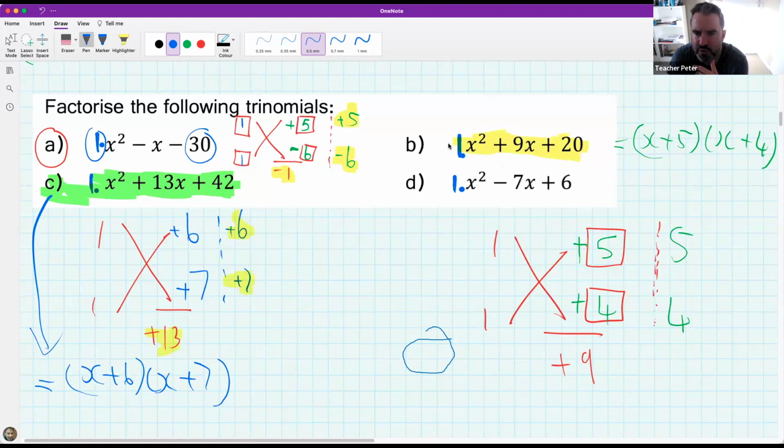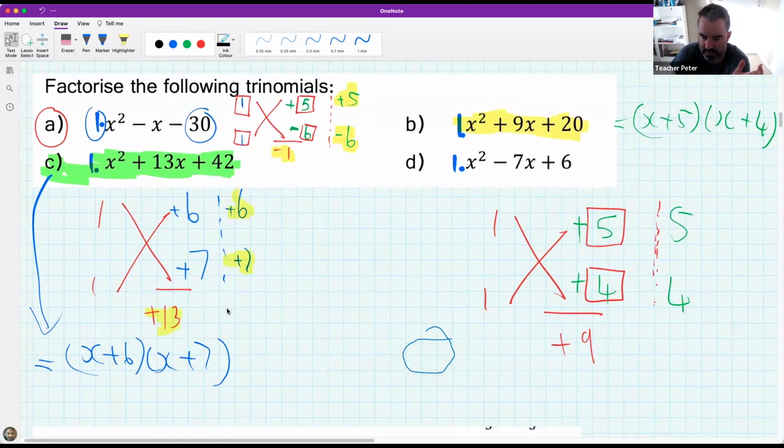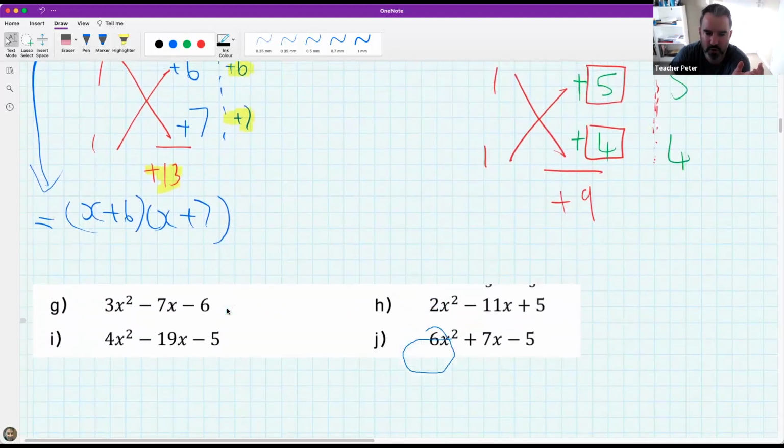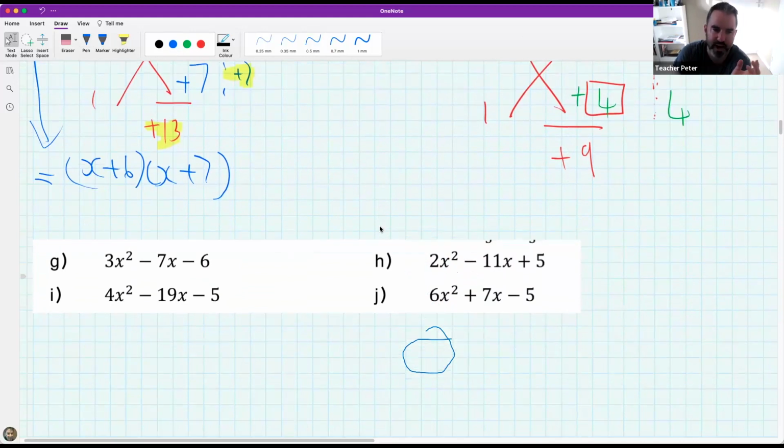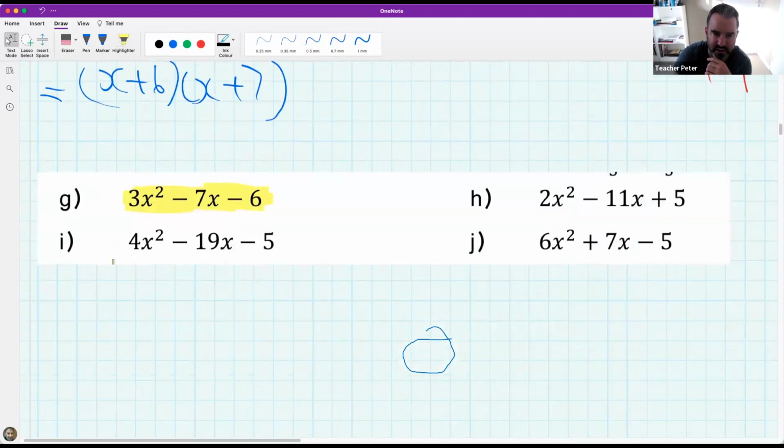So even if you haven't seen this before, after having seen 3 examples, I'm hoping it's a little bit easier. And now let's have a look at a different example. What is different about G? This is the last one we're going to do before our break. What is the difference with G compared to the other binomials we've factorized so far?